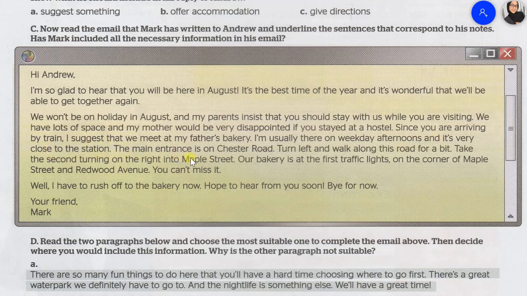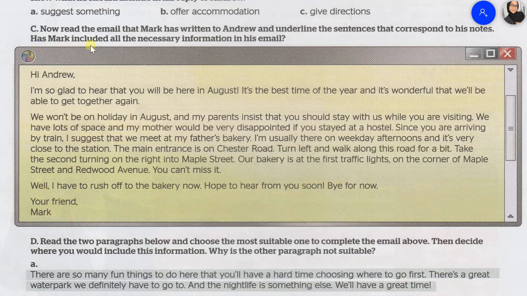The main entrance is on Chester Road. Turn left and walk along this road for a bit. Take the second turning on the right into Maple Street. Our bakery is at the first traffic light, on the corner of Maple Street and Redwood Avenue. You can't miss it. Well, I have to rush off to the bakery now. Hope to hear from you soon. Bye for now. Your friend, Mark.